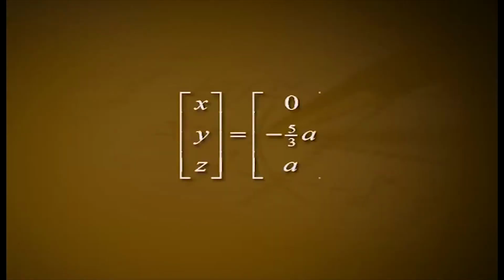We can assign arbitrary values to n minus r, which is equal to 3 minus 2, which is equal to 1 variable. Put z is equal to a, where a is an arbitrary real number. Then we have the solution. Matrix x, y, z is equal to matrix 0, minus 5 by 3 a, a.